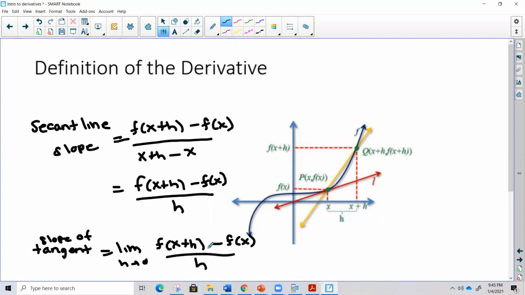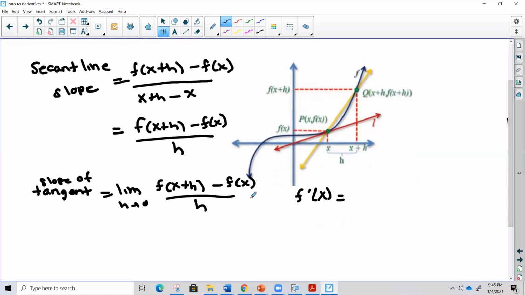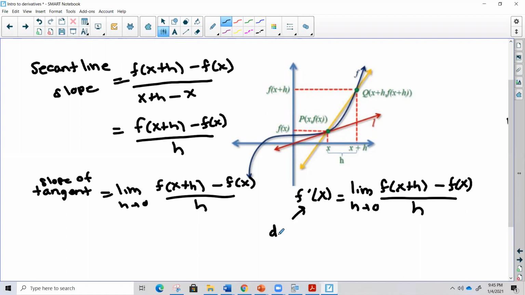Okay, and this is called the definition of the derivative. So this is also equal to f prime of x. So the definition of the derivative, if they ask you to find the derivative using the definition, you're going to use this formula. And this gives me the derivative, or the slope of the tangent line.